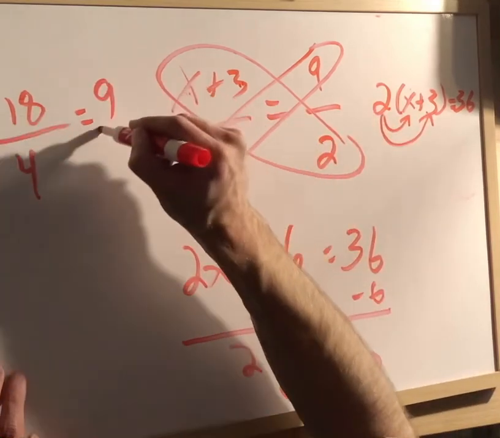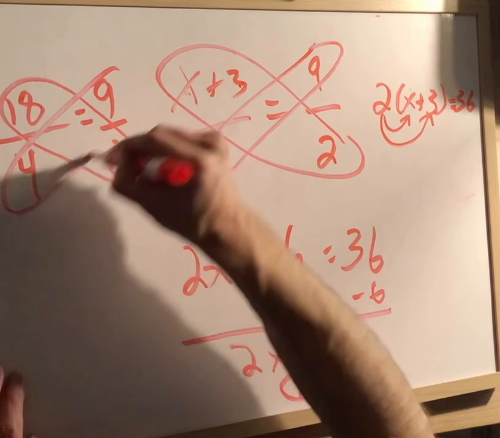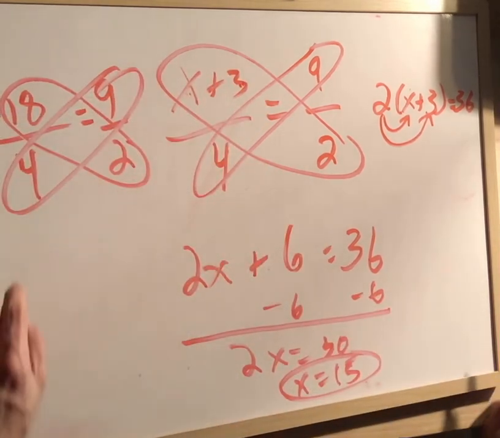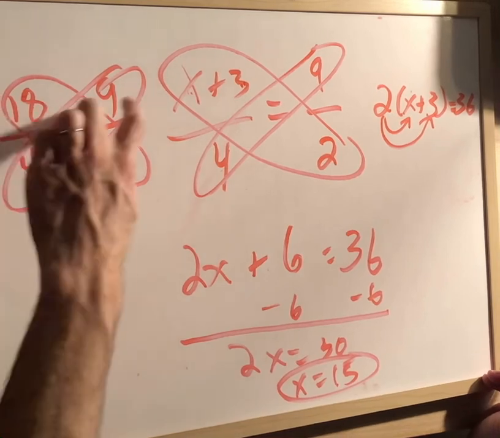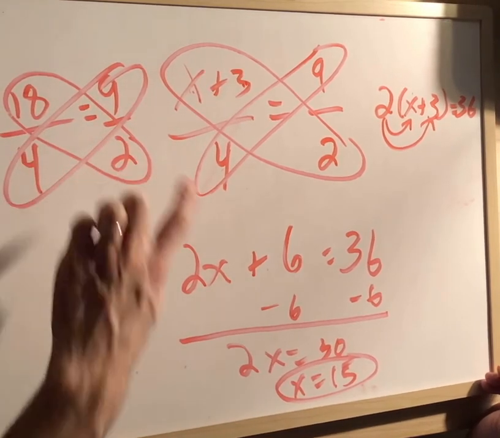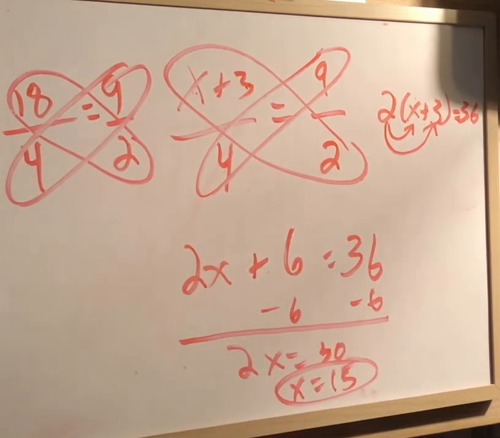18 times 2 is 36. 9 times 4 is 36. Or I can reduce both of these, divide both of these by 2. 18 divided by 2 is 9. 4 divided by 2 is 2. That's what this answer represents. When you plug it back into the original equation, it has to work out and it has to make sense. Okay, so that kind of summed up everything that we did from chapter 2.